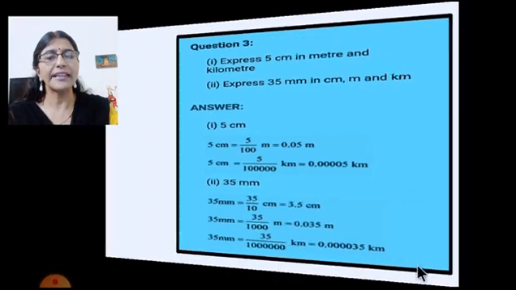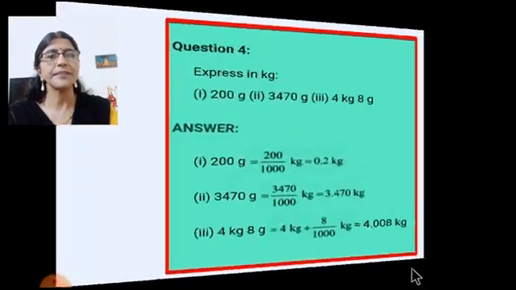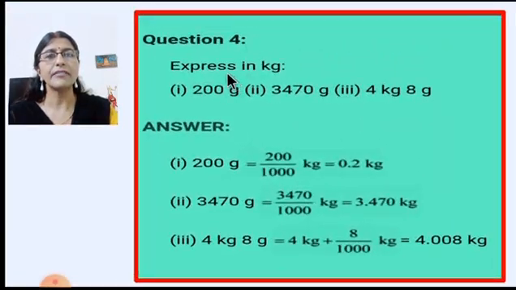Now let us go to the next question. This is question number 4. Now we are going to express in kg, and there are 3 questions. 200 gram we have to convert into kg, 3470 gram into kg, 4 kg and 8 grams into kilogram. So let us see how to solve it.